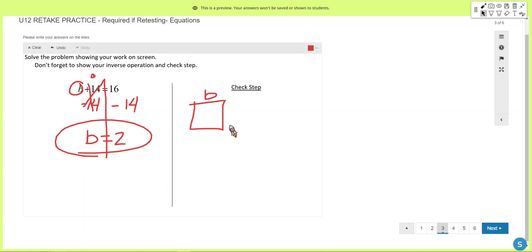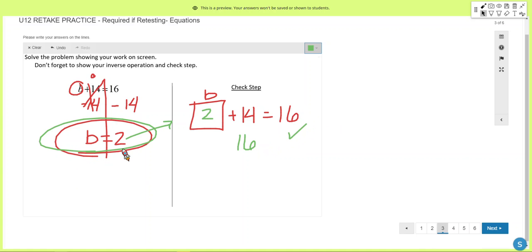Remember, in place of b, I'm just going to put a box. Plus 14 is equal to 16. Well, whatever b is goes inside the box. We said b is 2, so I'm going to plug that in here. 2 plus 14 is 16. Is that right? Did we match what we were supposed to? Of course we did. And our final answer is b is equal to 2.